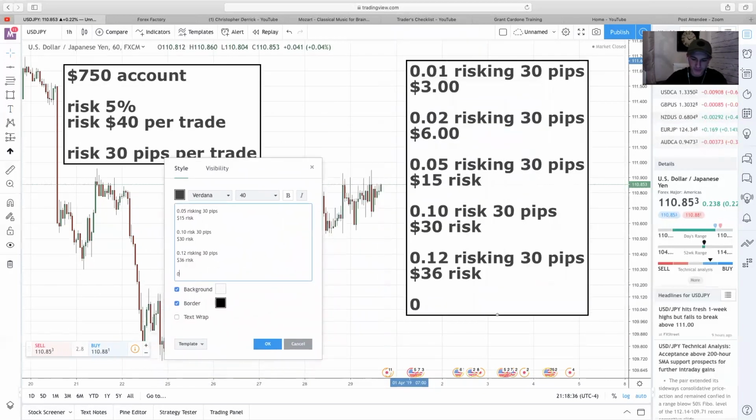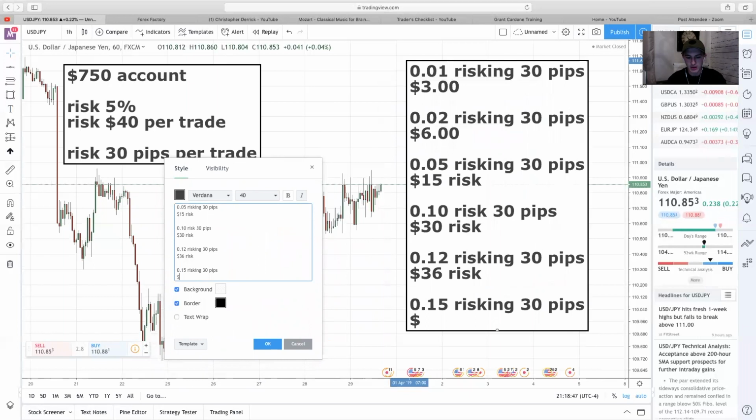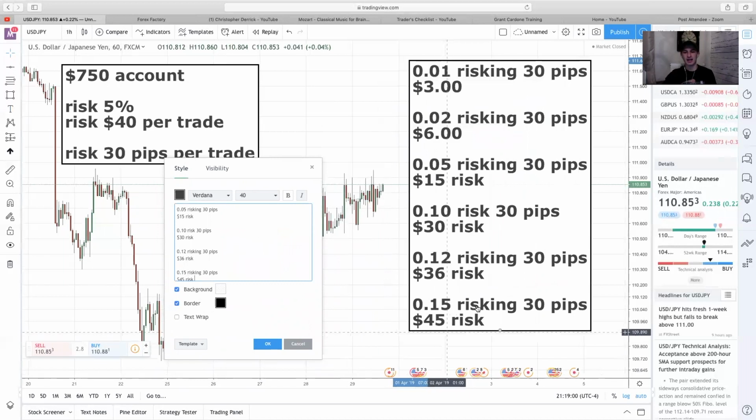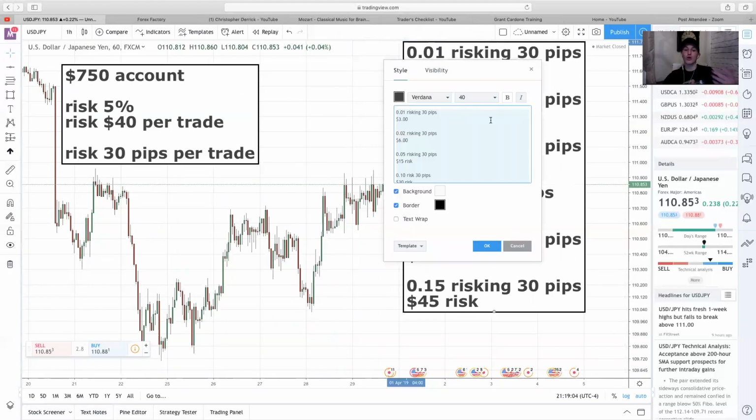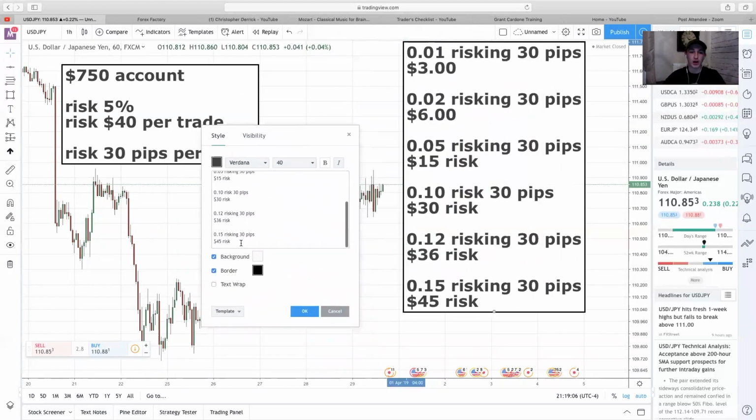Let's do a 15-cent lot size, risking that 30 pips. Let's do the math: $1.50 per pip times 30 brings us to $45. That means we're risking $45. So what that tells us is a 15-cent lot size is too big. We need to go back down, because we're only willing to risk $40, not $45.